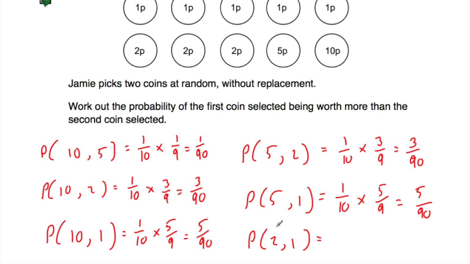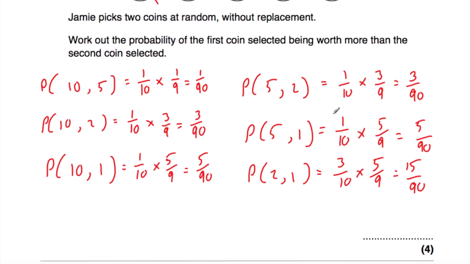Okay, now let's have a look at our last option, which is the probability that Jamie chooses a 2p and then a 1p, because obviously a 2p is worth more than a 1p. The probability that the first coin selected is a 2p would be 3 out of 10, so 3/10. And then once the 2p has been selected, that would leave 9 coins. We want to find the probability that the second coin is a 1p, so that would be 5/9. If we do 3/10 times 5/9, let's multiply the numerators: 3 times 5 is 15, and 10 times 9 is equal to 90. So that's 15/90. Again, you may have done these on your calculator, and that's fine.